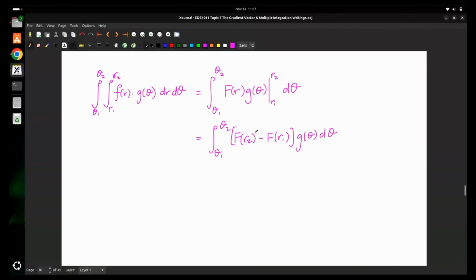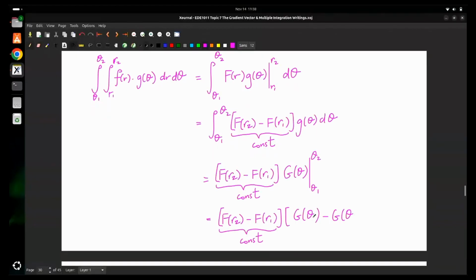But this is just a constant. Why constant? Because you substitute in R1 and R2, which are constants. Correct or not? So big F of R2 minus big F of R1 is just a constant. Now you integrate with respect to theta, so you're just left with the same constant, with theta 2 at the upper limit. Correct, right?